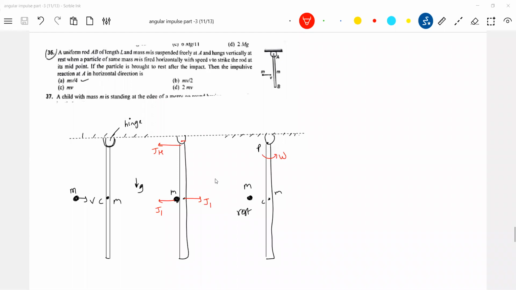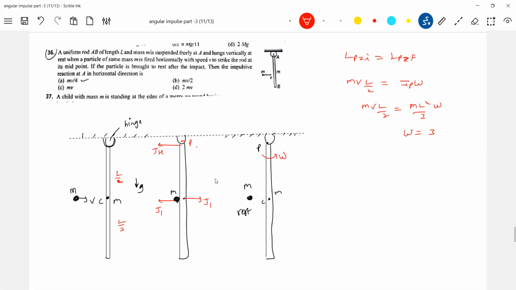Now, first we'll get the omega. About what point should I consider? About H only, or select about the point P. L_P initial equals L_P final. I think everyone knows this by this time. What is the length? MV L by 2, length of the rod L by 2, should be equal to I_P omega. And the particle has come to rest, so therefore angular momentum of the particle will be 0. So this will be MV L by 2 equals ML squared by 3 omega.